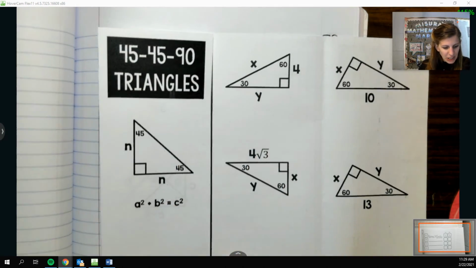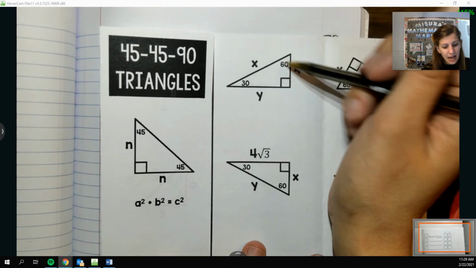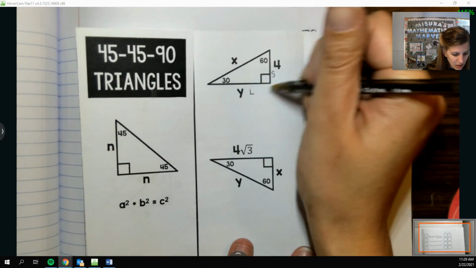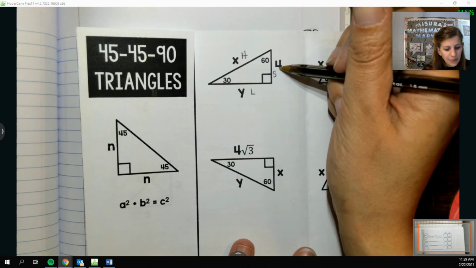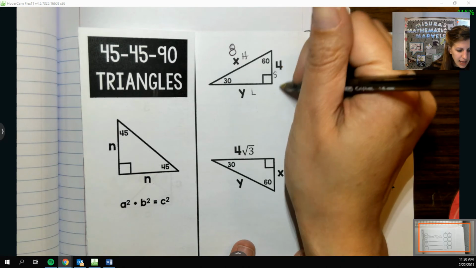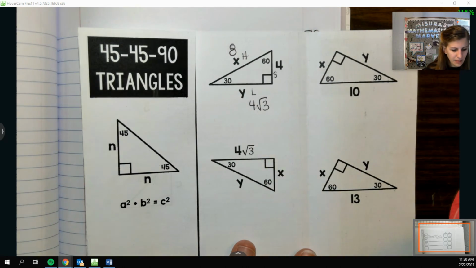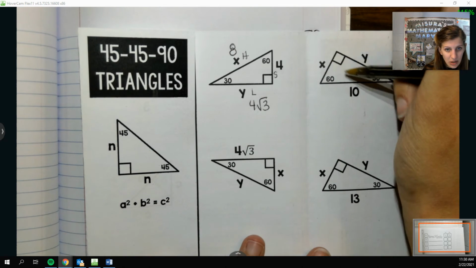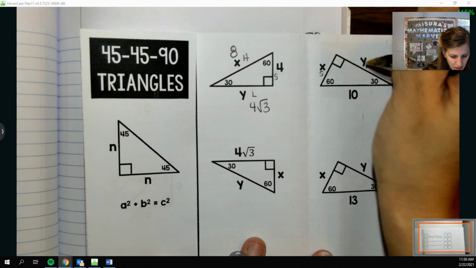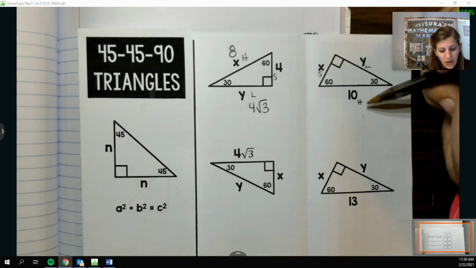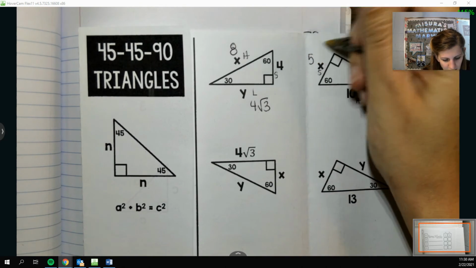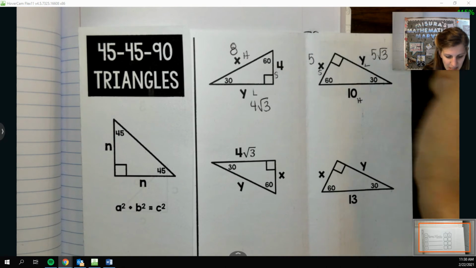So if we try these ones out under here, I always like to first identify what sides I have. Across from 30 is the short, across from 60 is the long, across from 90 is the hypotenuse. So I know that the short side is 4. I want to double to go to the hypotenuse and put a root 3 to go to the long. On this next one, across from 30 is the short, across from 60 is the long, across from 90 is the hypotenuse. So I know that the hypotenuse is 10, so the short will be half, and the long will be root 3 times as much.